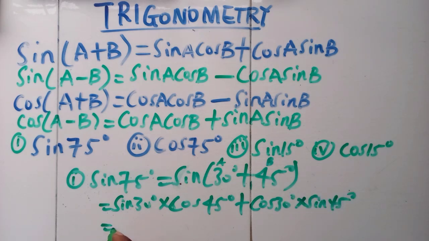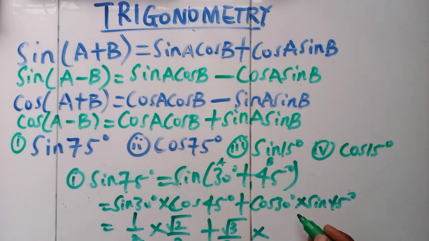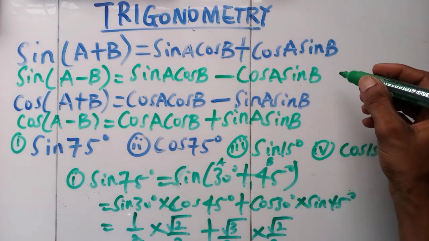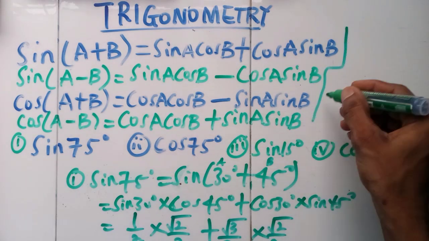So sine 30 from special angles is 1 over 2, times cos 45 from special angles, which is root 2 divided by 2, plus cos 30, which is the same thing as root 3 over 2, having the same value as sine 60, times sine 45, having the same value as cos 45, which is root 2 divided by 2. When I multiply this, this should give me this side. Let me continue the solution here.